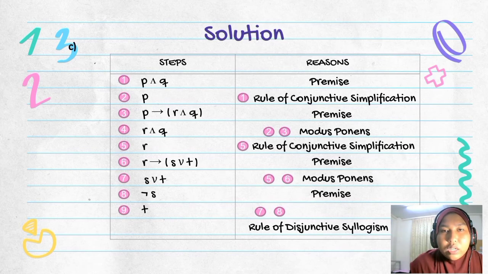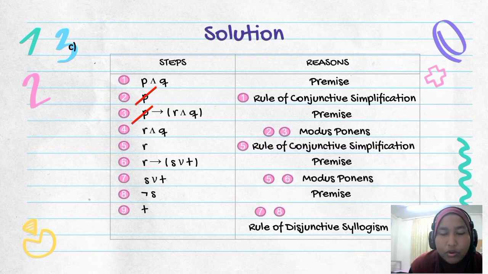For the last question, they want us to prove the validity of the argument using the rules of inference. So for the first step, we must create a table and divide it into 2 columns. Then we enter the first premise, that is P and Q, and we apply the rule of conjunctive simplification and we get P. After that, we enter the second premise, that is P implies R and Q. If you see in number 2 and 3, they have the same symbol, that is P. So we apply the rule of modus ponens and we get R and Q.